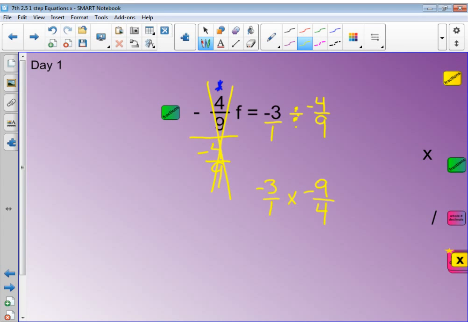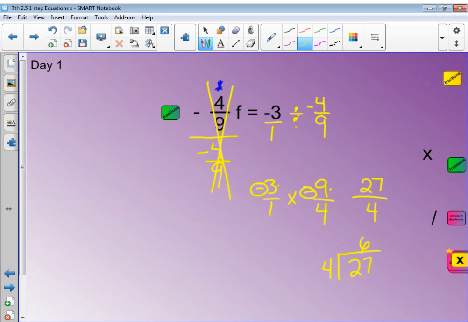Okay, now we can see if we can cross cancel, which we can't. So we'll go ahead and multiply straight across. 3 times 9 is 27 over 1 times 4 is 4. We have 2 negative signs, so it makes it a positive 27/4. Now, as you're doing these, you should go through and change them to mixed numbers. So let's see, 4 would go into 27.